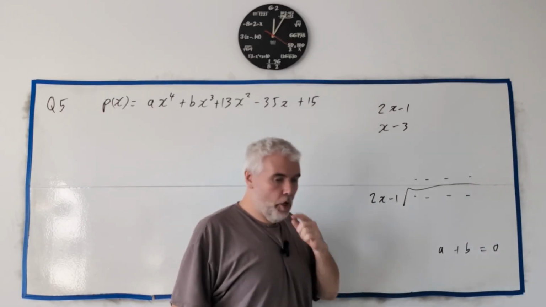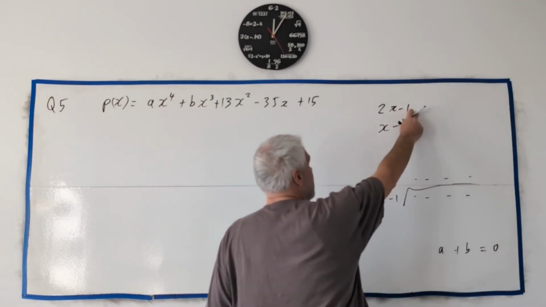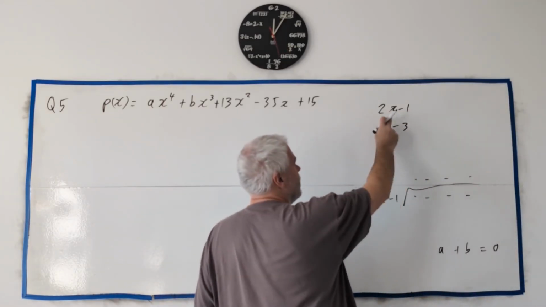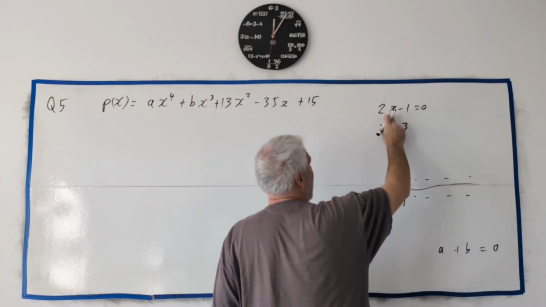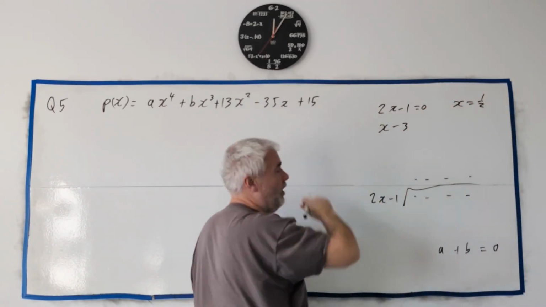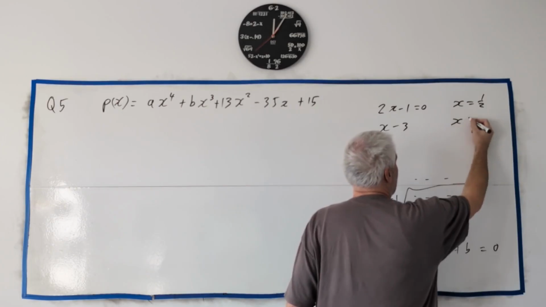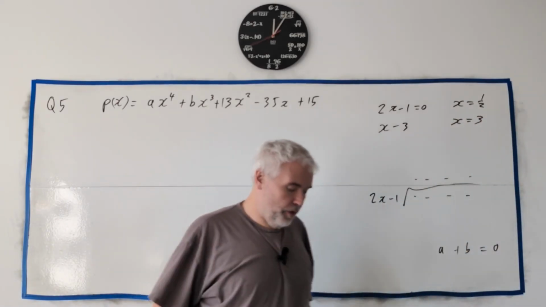The way I'm going to show is, if this is a factor, then we know when it equals 0, we can get the root. So let's put this equals 0, and move the 1 over. We get x is equal to 1 over 2. This is a root of this polynomial. Just the same here, x is equal to 3. These are roots of this polynomial.